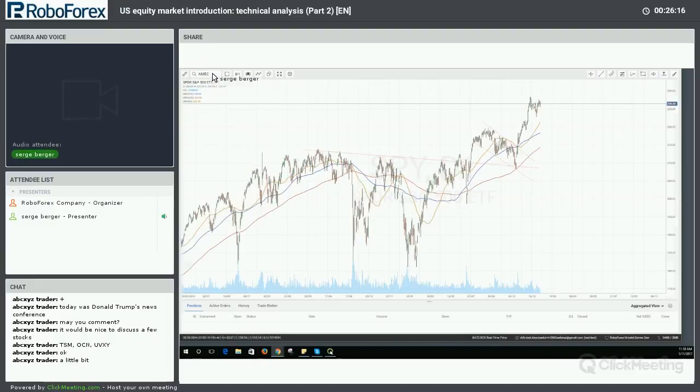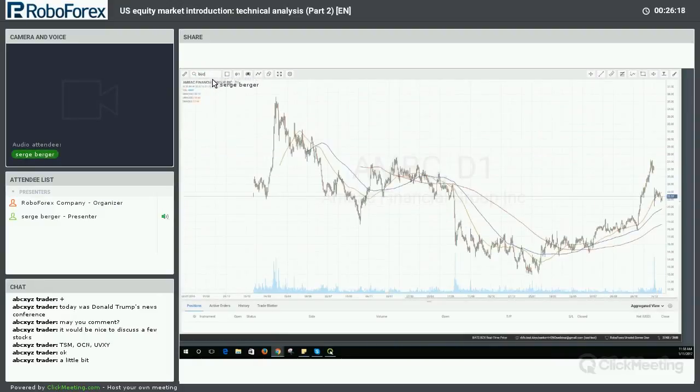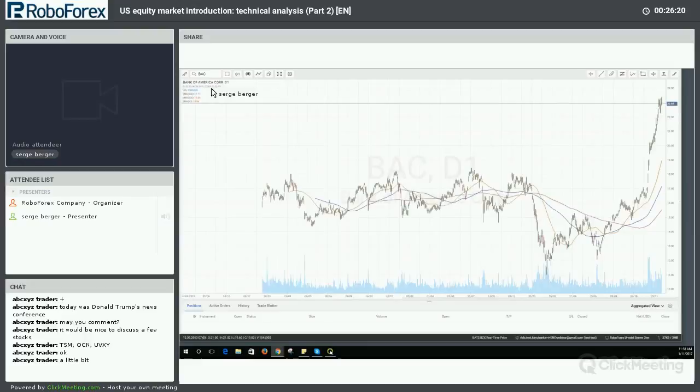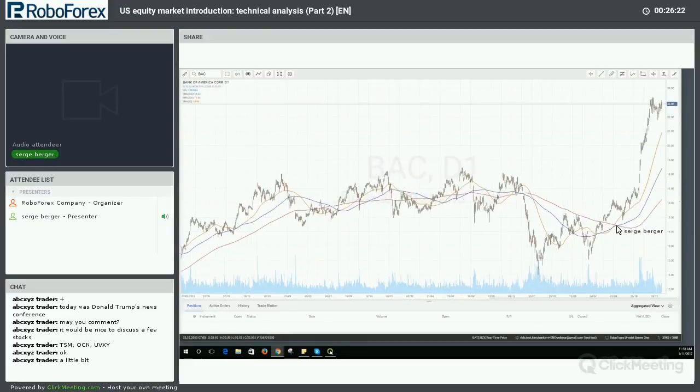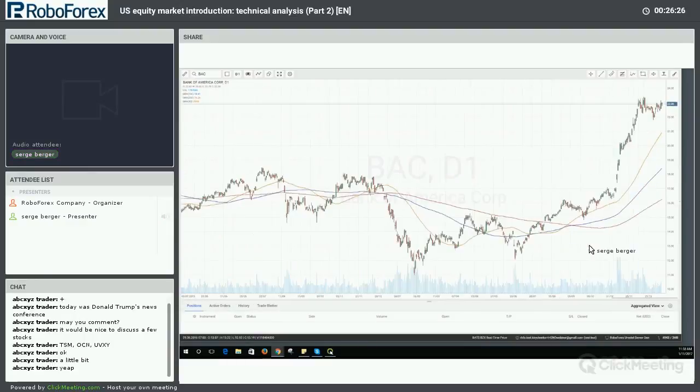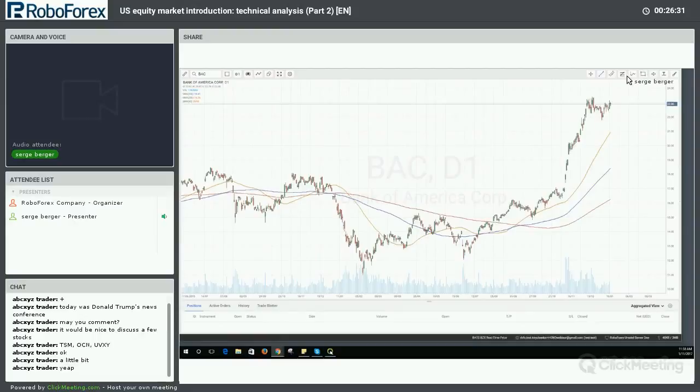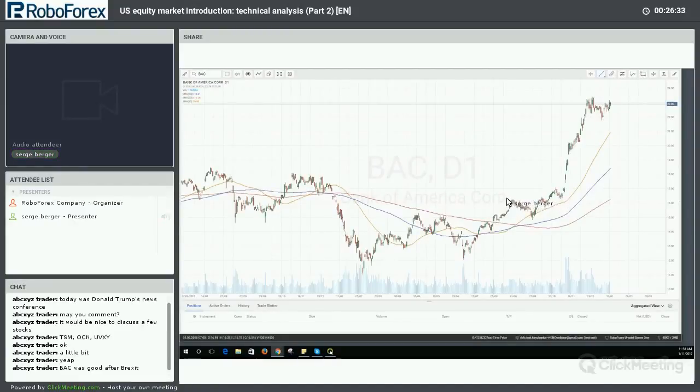Here we go. Let's look at, for example, shares of Bank of America, which, by the way, is just about ready to report earnings, I think, on this Friday. So let's look at Bank of America here. And you can see this stock had a very nice bull flag pattern here. This is more near term, right?